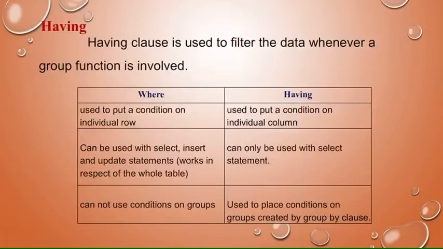Also, these aggregate functions are not allowed to be used with where clause. Next is the difference between where clause and having clause. First one is where clause is used to put a condition on individual rows, whereas having clause is used to put a condition on groups.